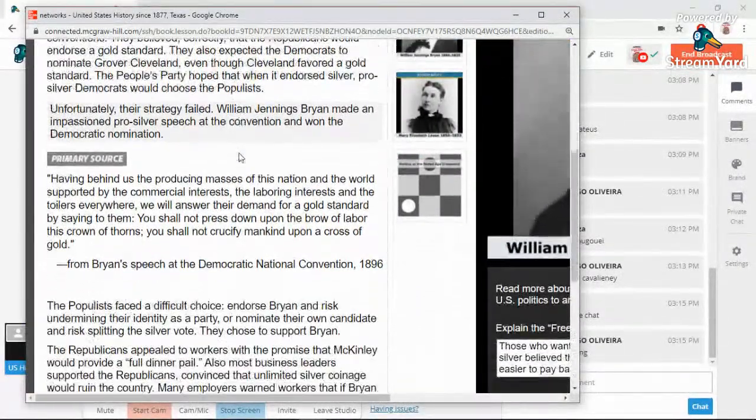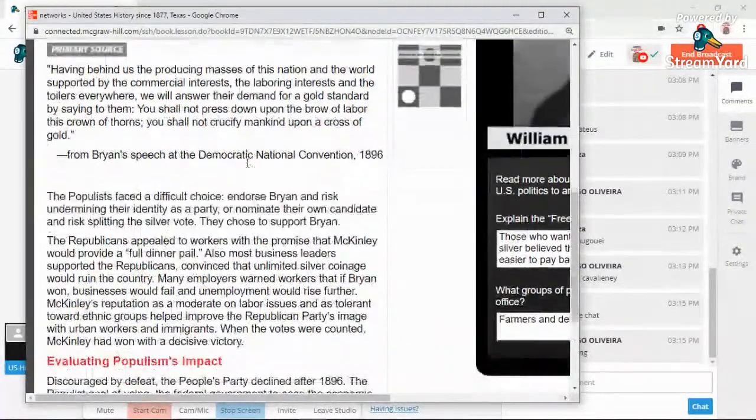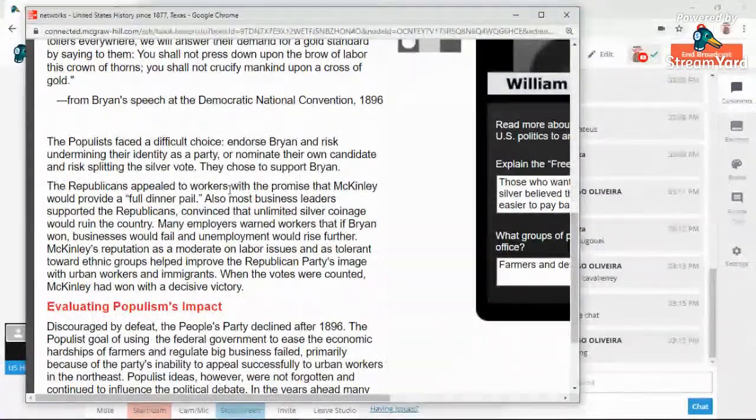And you can have a little bit of his speech. So the populists faced a difficult choice. They could endorse Bryan and risk undermining their identity, or nominate their own candidate and risk splitting the silver vote. But they chose to support Bryan.